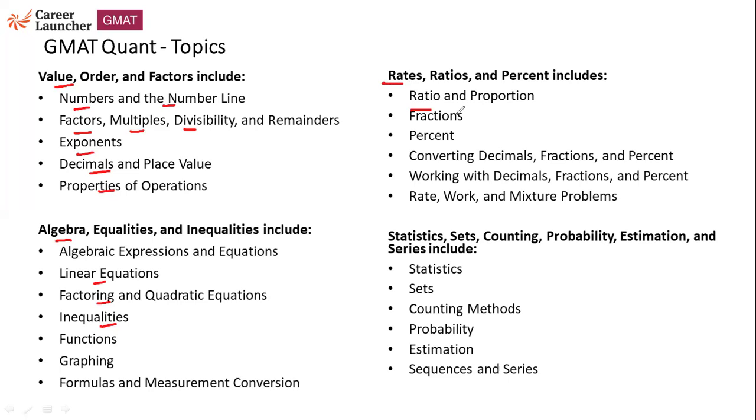Arithmetic includes ratio, proportion, percentages, decimals, rate and work, speed, time, distance. These are all the topics and the subtopics for the arithmetic part. Statistics includes mean, median, mode, standard deviation, set theory, counting, permutation, combination, probability, estimation, sequence, and series. These are the topics and subtopics for statistics.